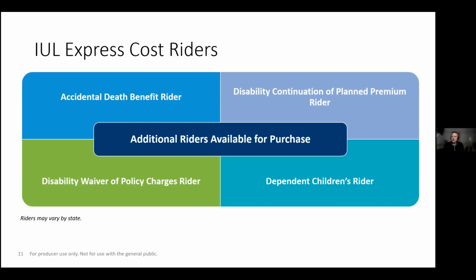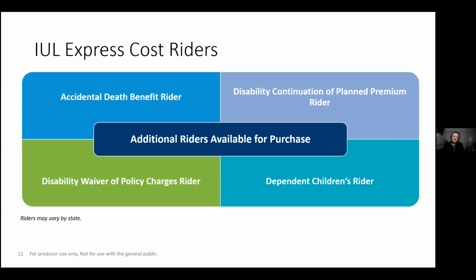Anything that you do without EasySolve, like her example of trying to add an accidental death rider or anything like that, where it's outside of those guidelines, then you would still have to build the illustration through Winflex and send it in that way. Right. Okay. And then Joshua, one last, I'm sorry. Go ahead. Can you explain to me what is the difference between IUL with EasySolve and without EasySolve?